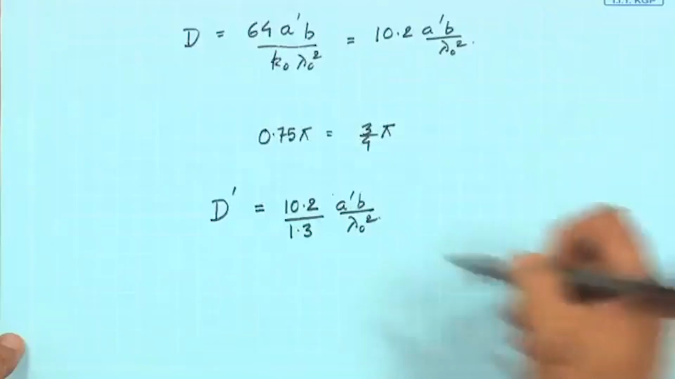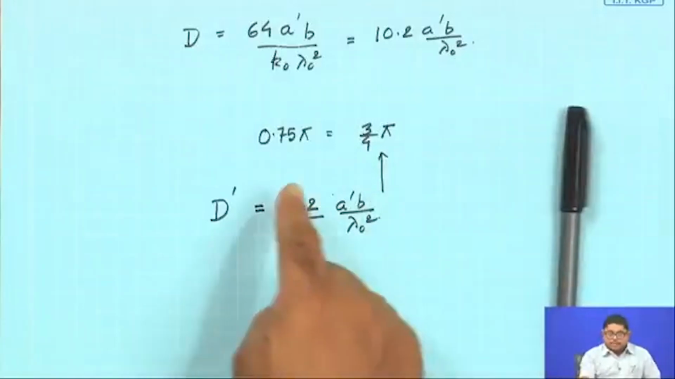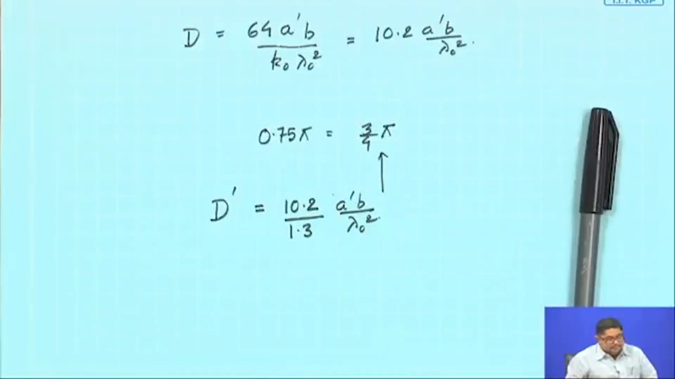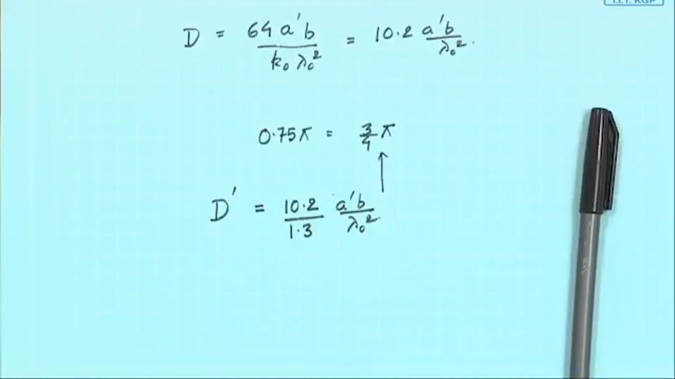So, this is the formula that is generally used. If I go up to 0.75 pi. Okay. So, this is the H plane horn.